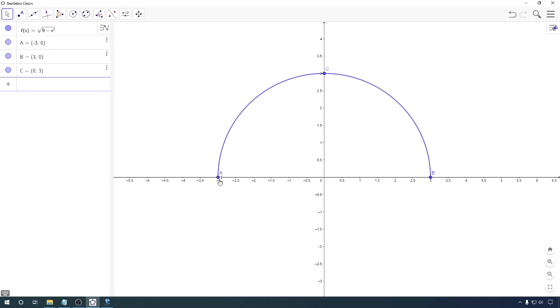It is definitely increasing from x values -3 to 0 and decreasing from 0 to 3. And that's really all there is to say about that, I guess. It's definitely increasing here, it's definitely decreasing there.